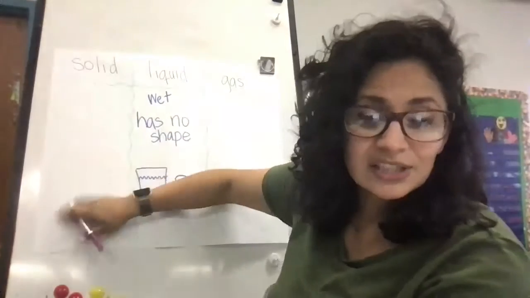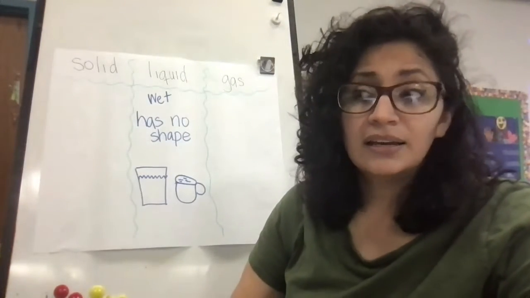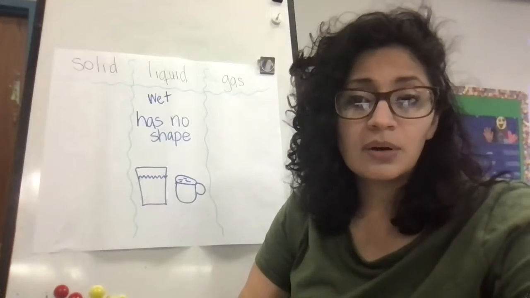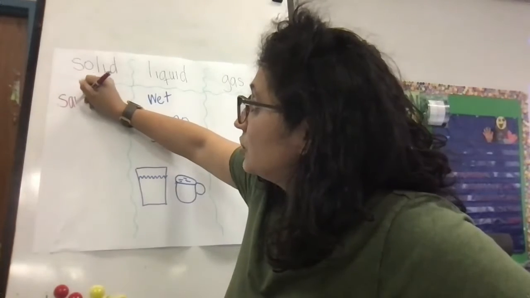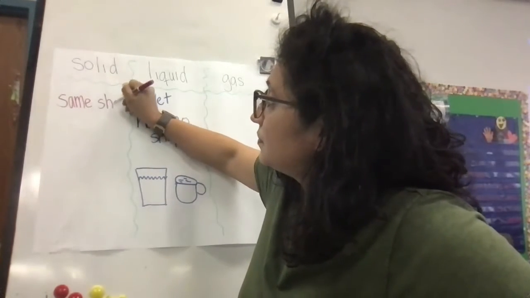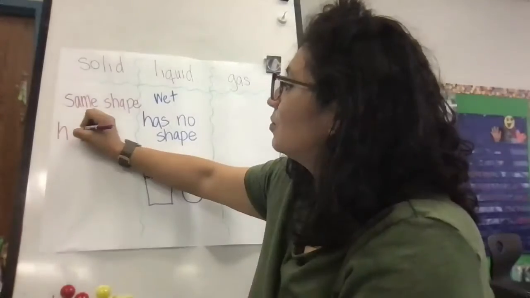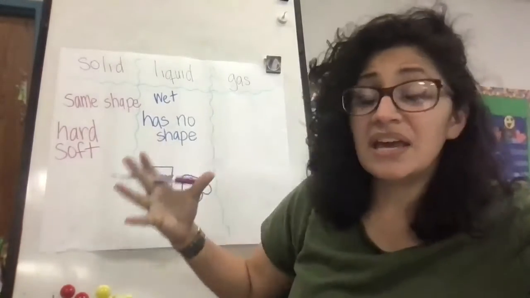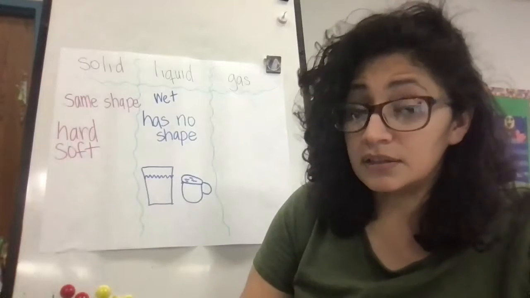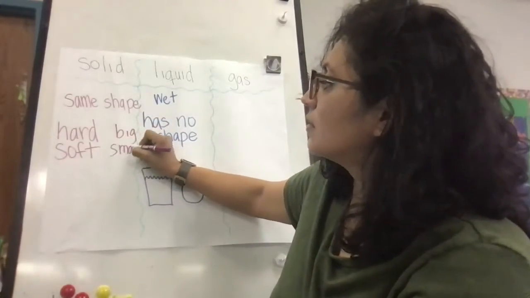We also have solid. So let's talk about solid. Solid items take an actual shape. That means that if you pour it into a box or if you pour it into a bowl, it's still going to be the same shape. Solid, friends, can be hard or soft. So we'll put hard. We'll put soft. Solid can be big or small. Yeah, it can be different sizes. So we'll put big and we'll put small.